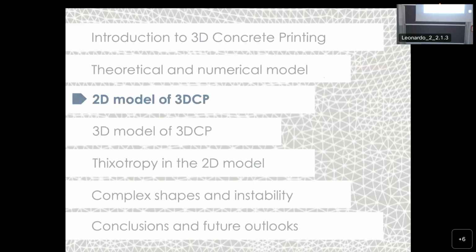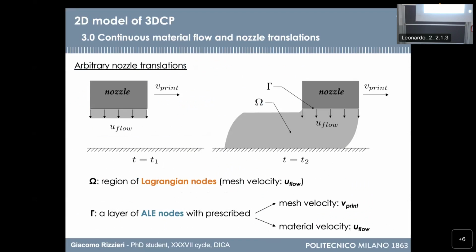Okay, so now I have presented to you the fluid solver that we are using. Now we'll enter more into detail with how we particularize it to treat 3D concrete printing. So in 2D, we started with a bidimensional model because it's easier. And so this is the first idea introduced when I told you that we were using the ALE formulation, and now you can understand why.